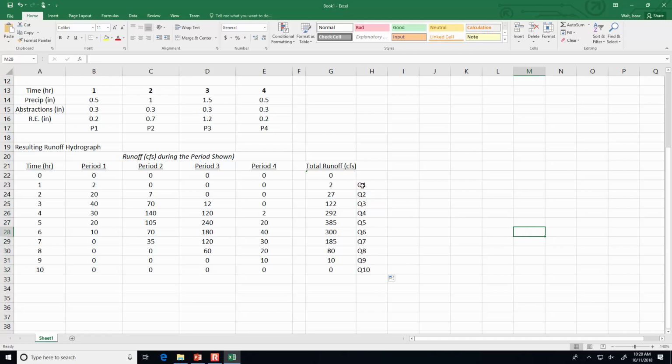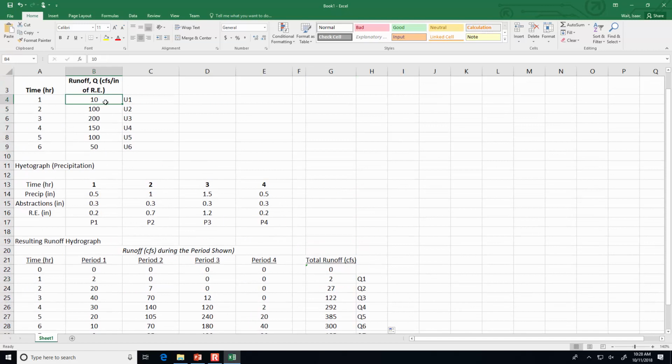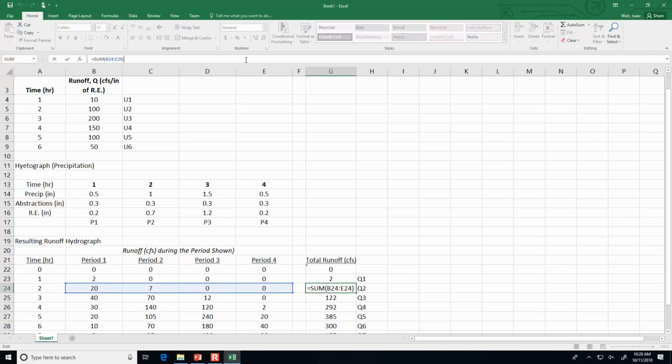So look at this Q1. What is essentially the equation for it? It was the result of U1 times P1. That's all that was in Q1. But Q2, that was, Q2 was U1 times P2 and U2 times P1.